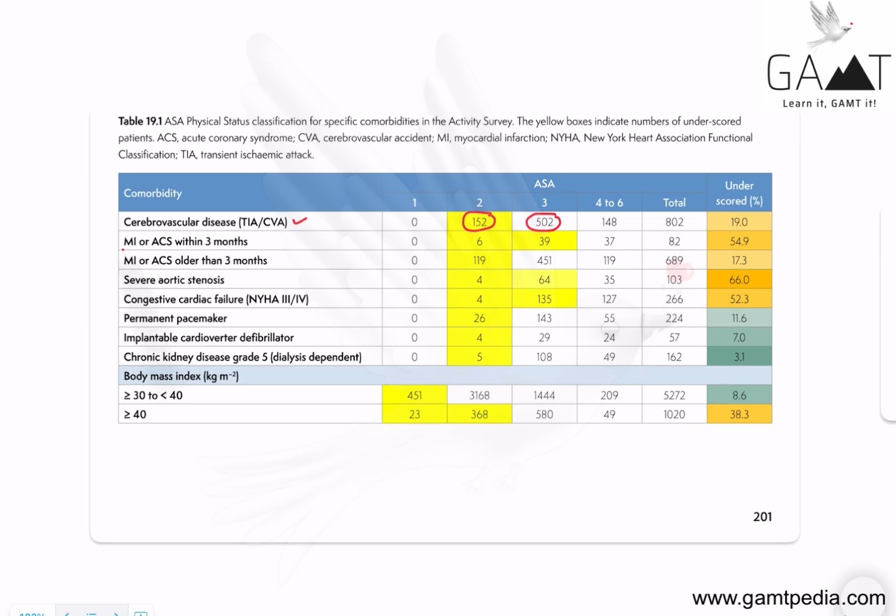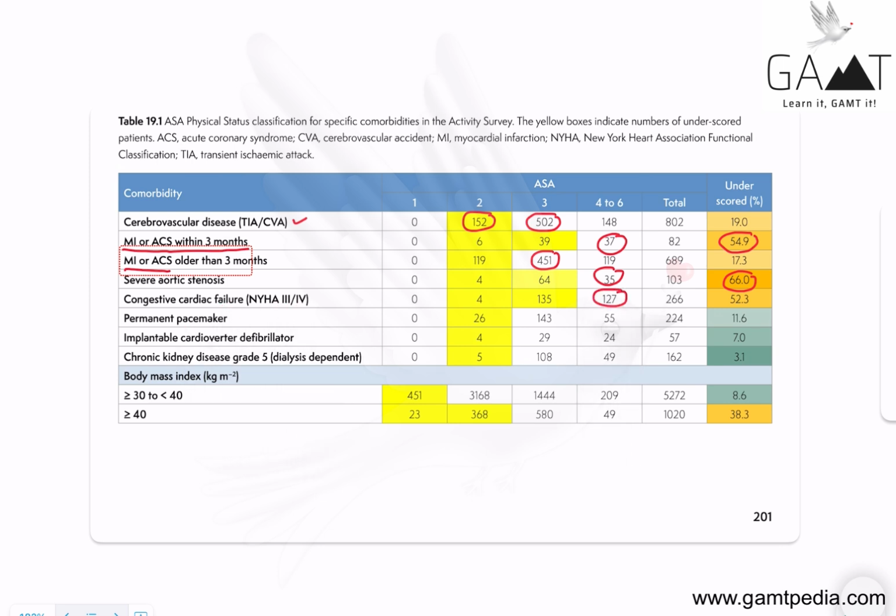Right? MI or acute coronary syndrome within 3 months, actually pretty high risk. They should be ASA 4 or greater, but 54% of them are underscored. MI or acute coronary syndrome older than 3 months should be at least ASA 3. Again, underscored here. Severe aortic stenosis should be ASA 4. Again, 66% of them are underscored. Congestive cardiac failure, NYHA grade 3 or 4, should be ASA 4.